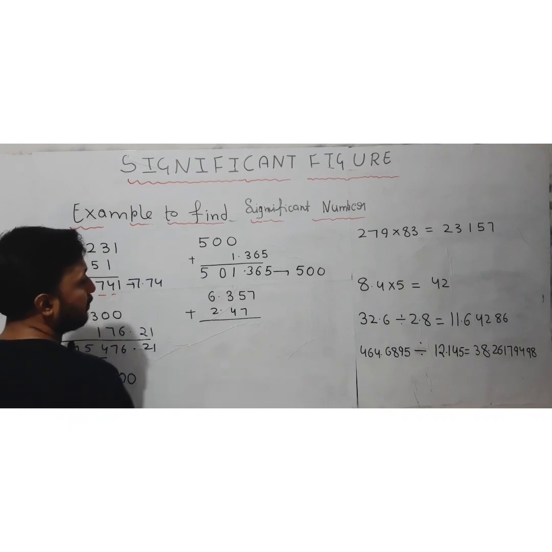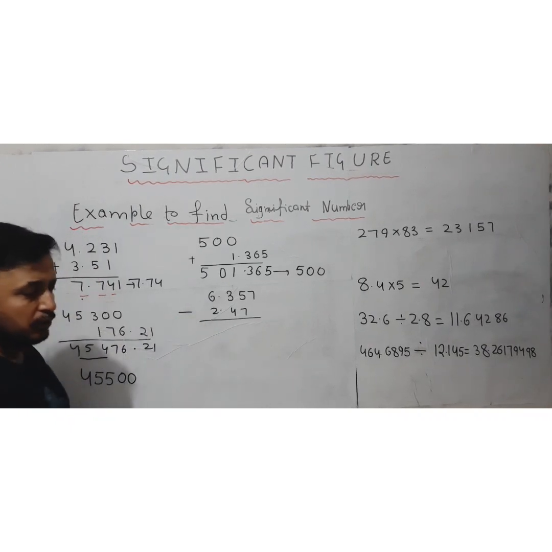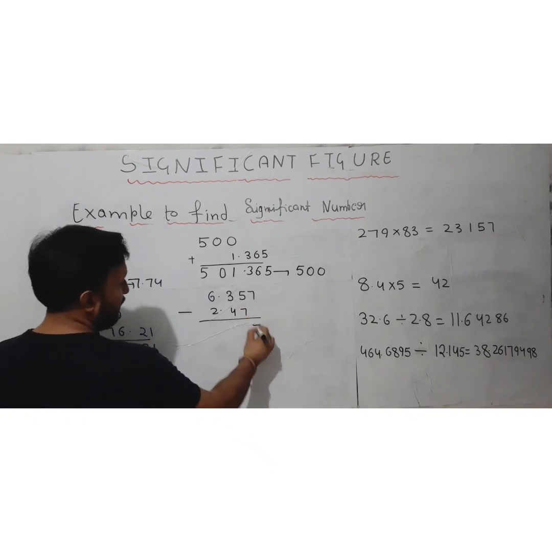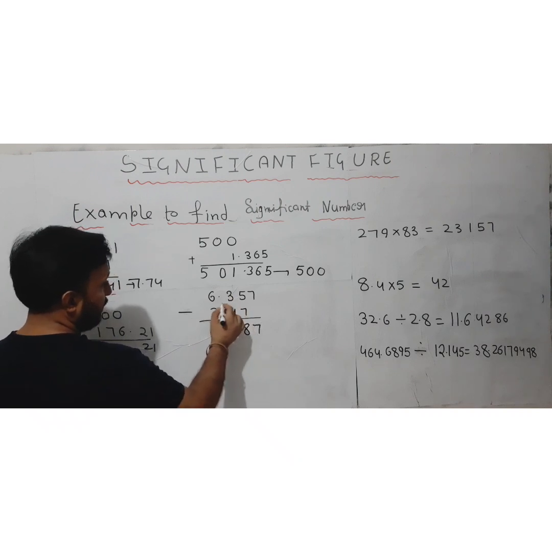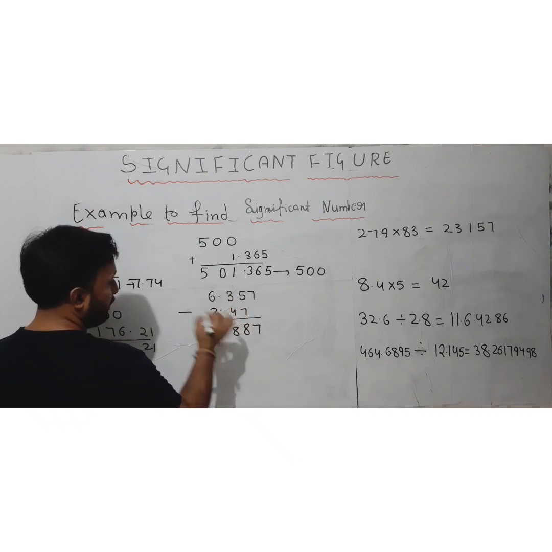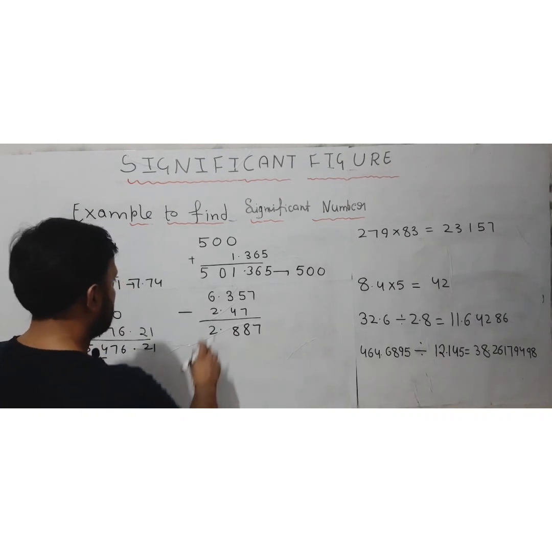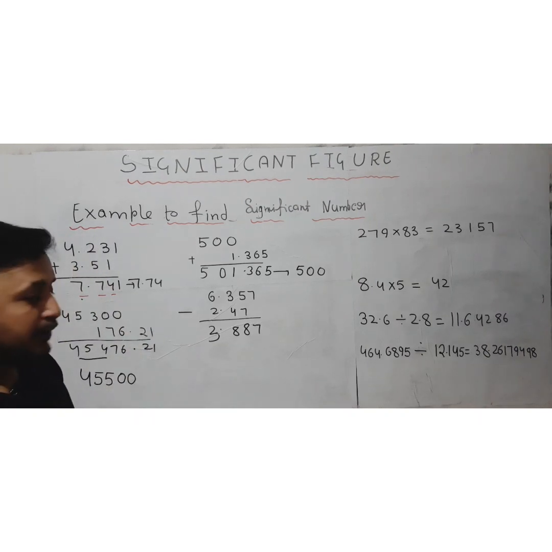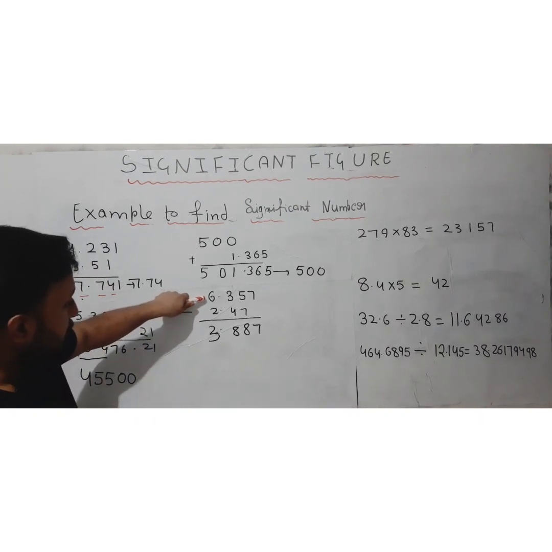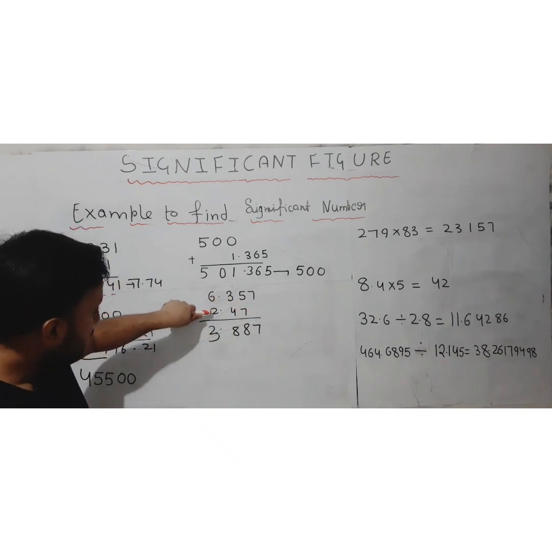Now one more example. Instead of addition we use subtraction, suppose. So our value is coming 3.887. Now if you see in this value, there are a total of 4 significant figures, and here it is 3.